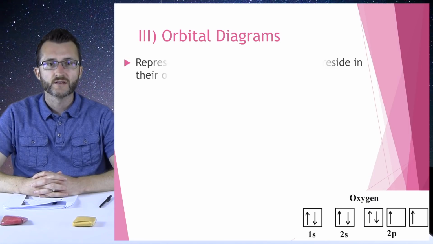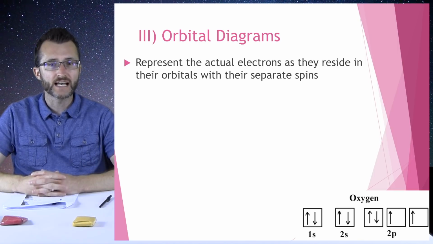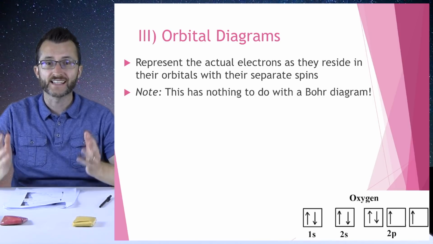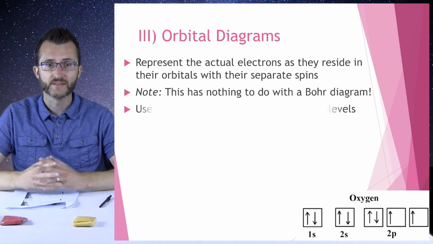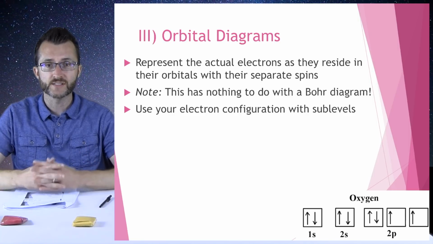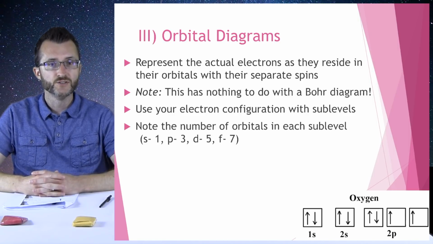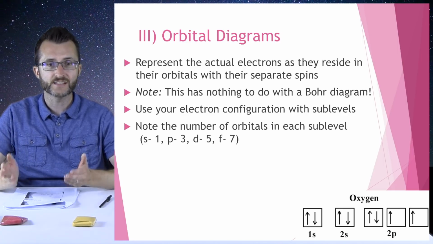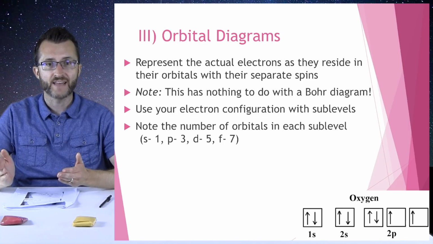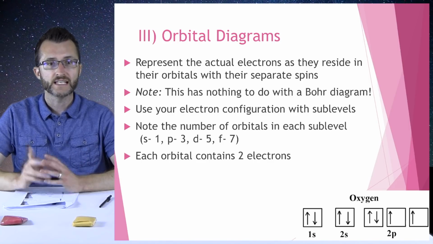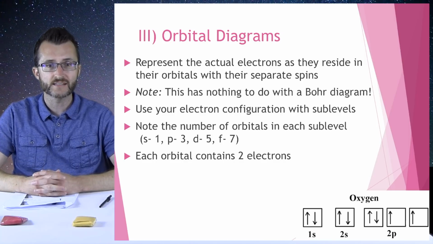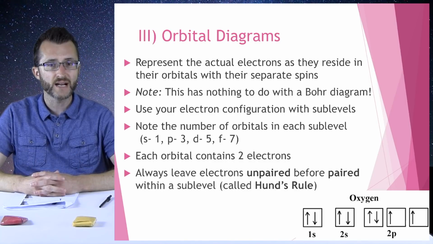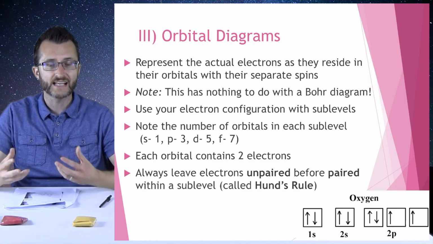Orbital diagrams. Orbital diagrams represent the actual electrons as they reside in their orbitals with their separate spins. No, this has nothing to do with a Bohr diagram. You're going to use your electron configuration with sublevels that we just worked on. Note the number of orbitals in each sublevel. Remember, S has 1 orbital, P has 3, D has 5, and F has 7: 1, 3, 5, 7. Each orbital contains 2 electrons, and there's a very special rule called Hund's rule. You're going to always leave electrons unpaired before paired within a sublevel.